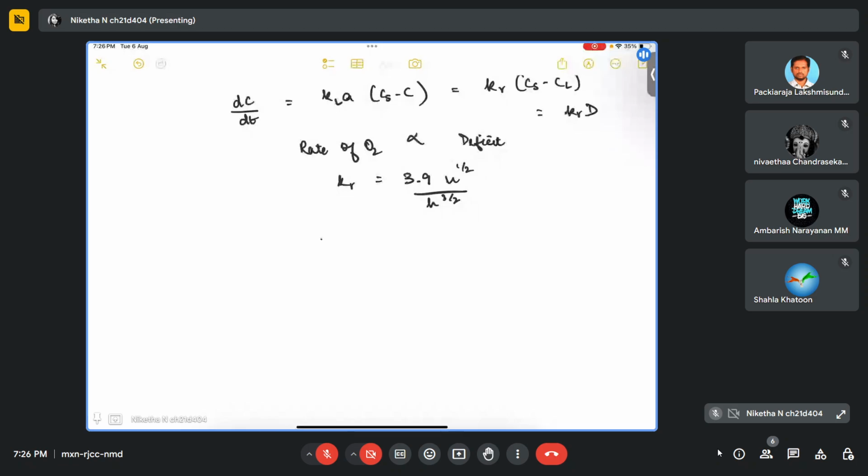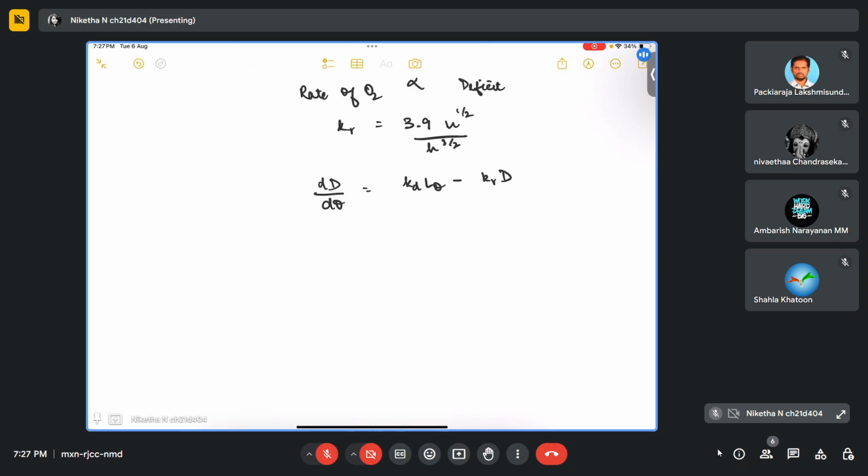And the rate of change of DO in water can be given by this equation. What this means is that the rate of change of concentration of oxygen is the rate of deoxygenation minus the rate of reaeration. So this difference will give you how much oxygen is present in the river at any given point of time.